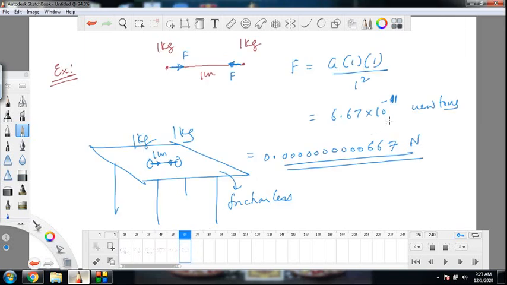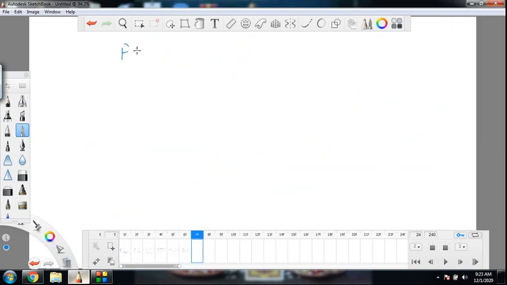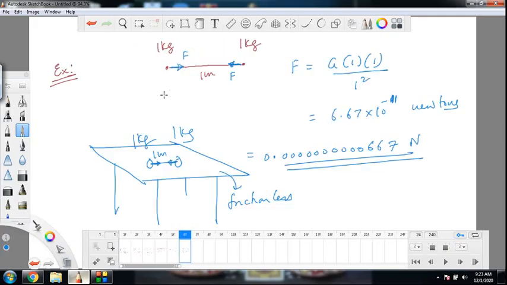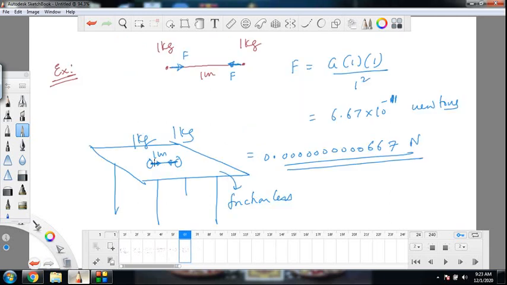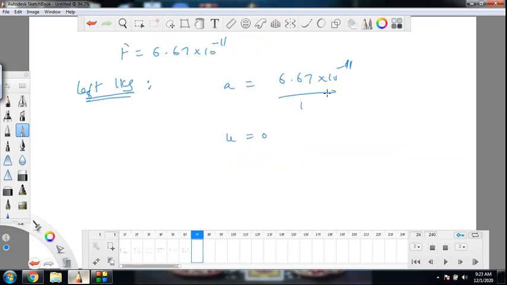The force is 6.67 into 10 power minus 11. This force acts on the left 1 kg also. This force acts on the right 1 kg also. So if I take the left 1 kg, I know the force on it. So acceleration is force by mass, 6.67 into 10 power minus 11 by mass, which is 1 kg. So this is acceleration. Initial velocity is 0. Let's assume this acceleration is constant. It is not. As the objects come closer, the force will increase. Acceleration will increase. But let's assume it's a constant acceleration.